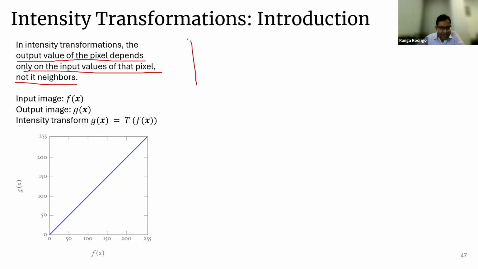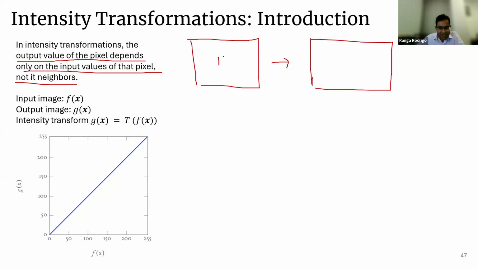So consider that this is an input image, and we had the intensity transformation, and this is the output image. If you take some pixel here, the corresponding pixel in the output image only depends on this input image, not anything else. Those are called point operations.